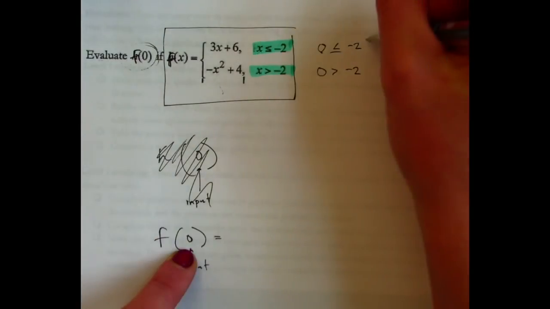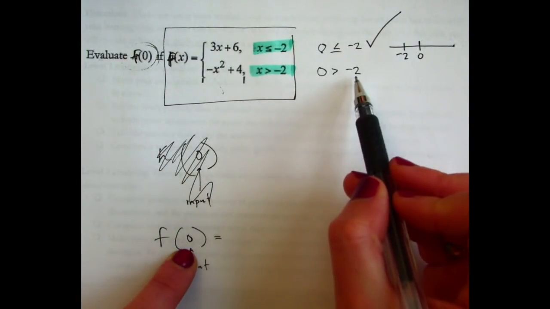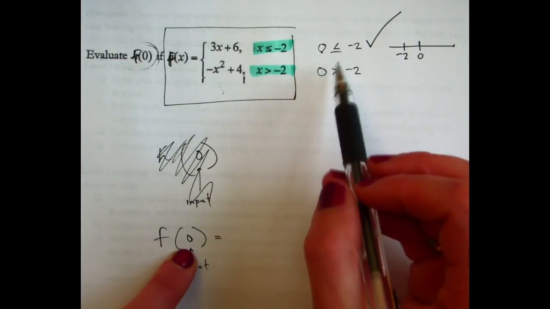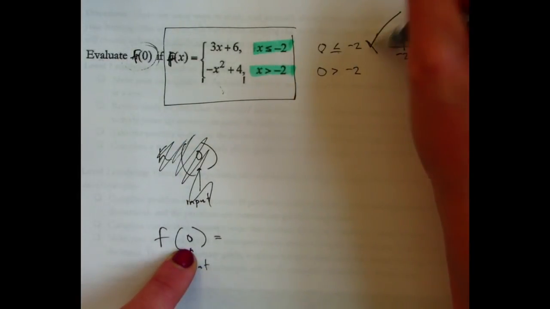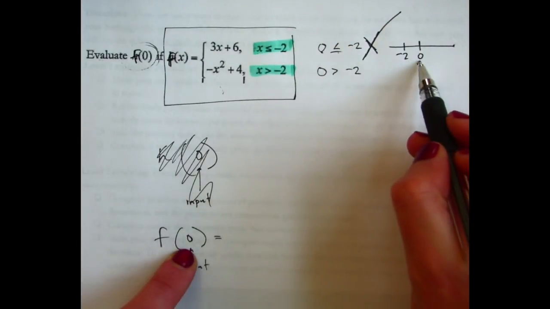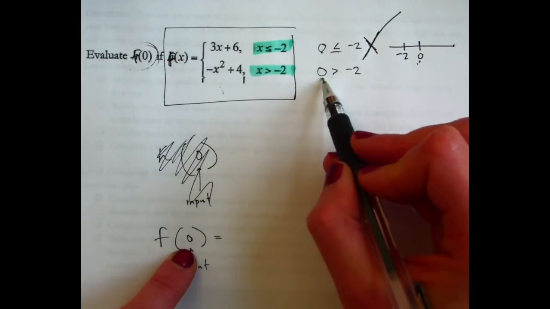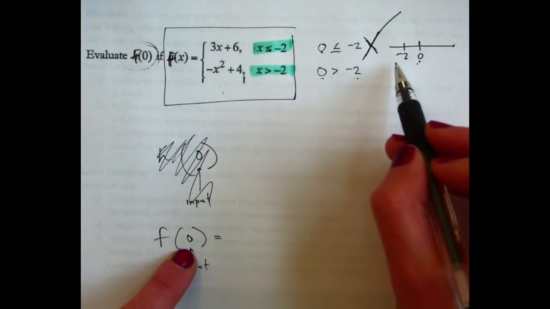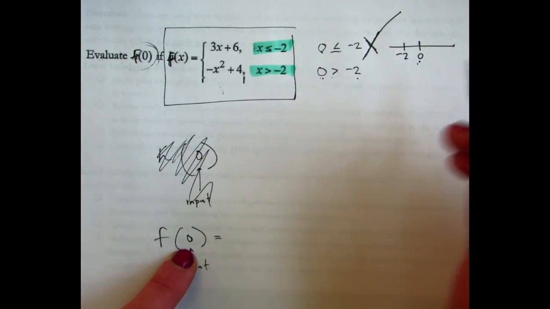This other statement, 0 greater than, wait, I just mixed up my number line. 0 is not less than or equal to -2. That is not true, because 0 is to the right of -2. What is true is that 0 is greater than -2. Here on the number line that I drew, you can see that 0 is to the right of -2. Therefore, 0 is greater than -2. Okay, so first statement, false. Second statement, true. Good thing I drew the number line to check myself.